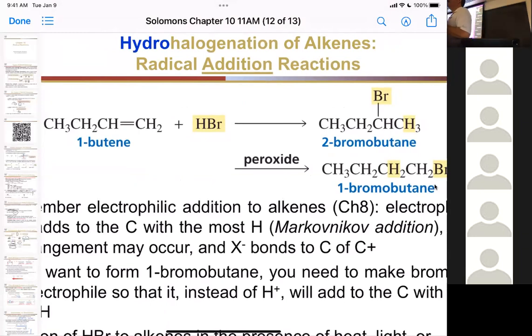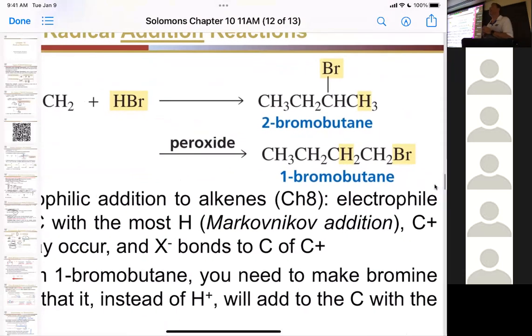HBr, if you add a peroxide to it so that it creates radicals, so you get bromine radical and hydrogen radical, it actually changes the system to make it anti-Markovnikov. The addition of HBr across a double bond is anti-Markovnikov in the presence of a peroxide.